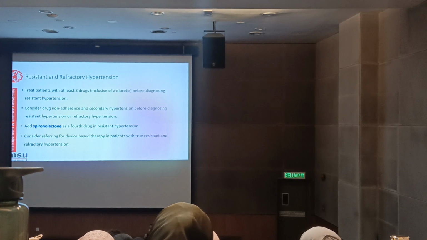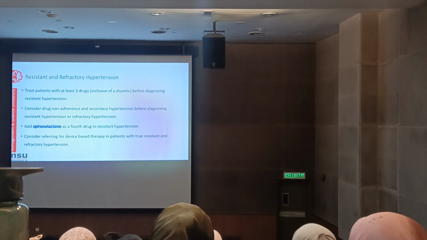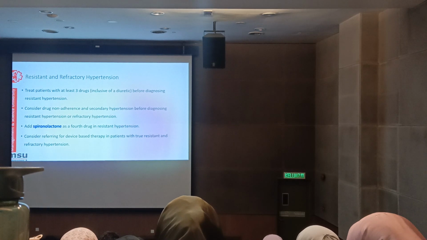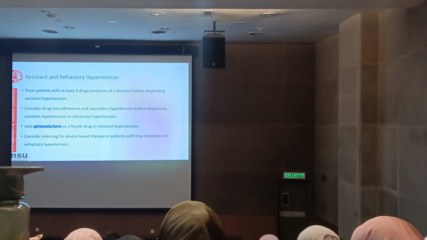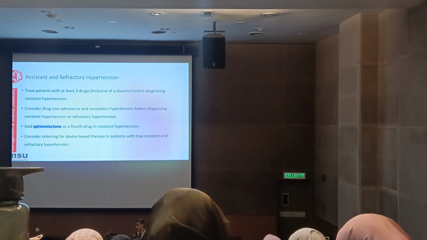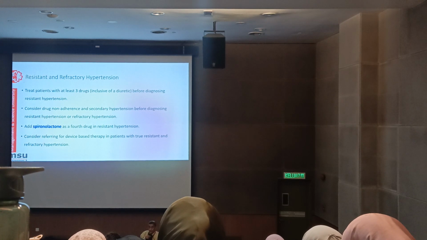Now, the other type of hypertension, you have resistant hypertension, refractory hypertension, so now we go into combination. When I say the definition of resistant or refractory hypertension, it is treating a patient with at least 3 drugs, inclusive of a diuretic, before diagnosing resistant hypertension. Okay, if you have a case where you give more than one drug in combination therapy and still cannot reduce the blood pressure, cannot achieve the target, you have to consider many points.